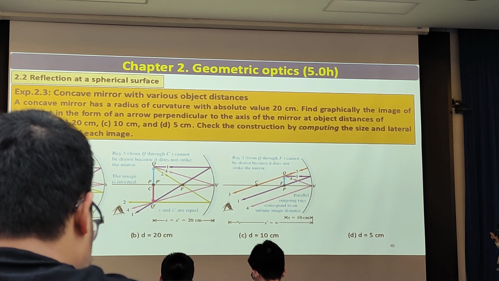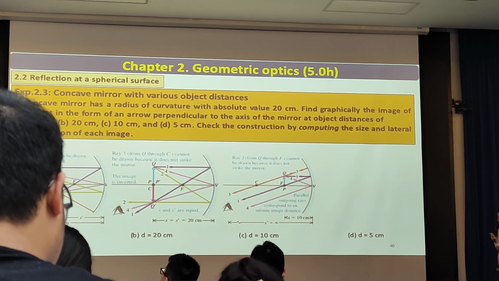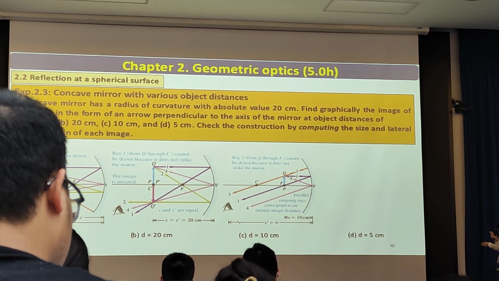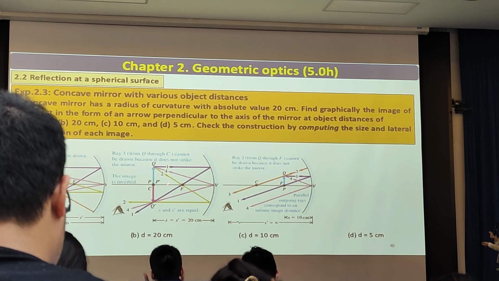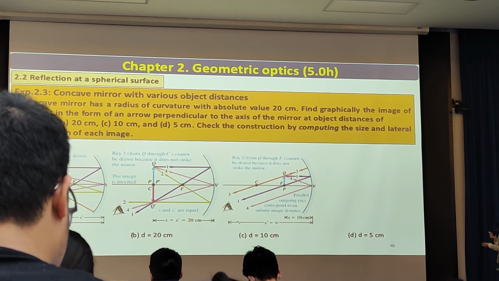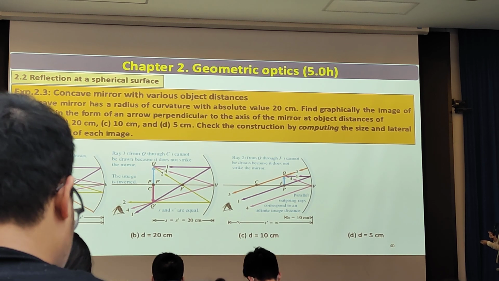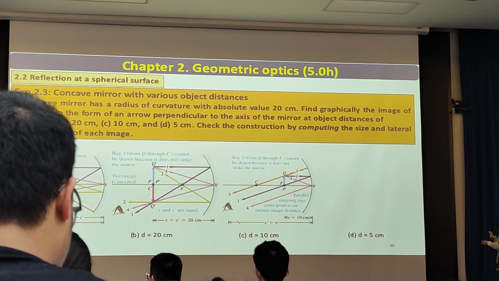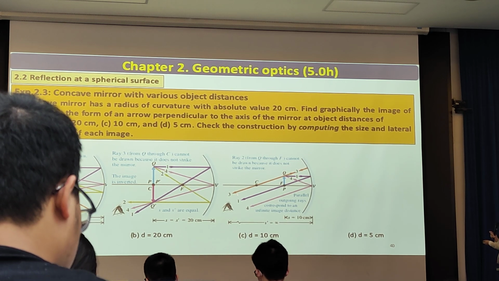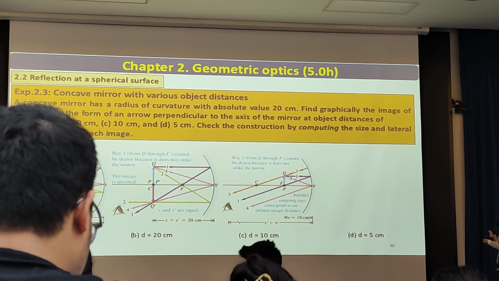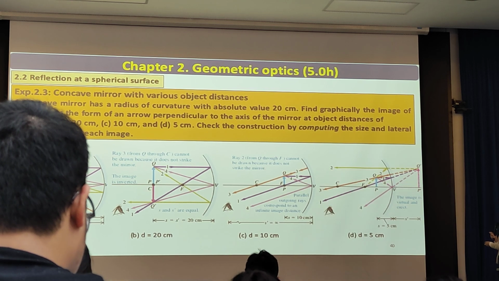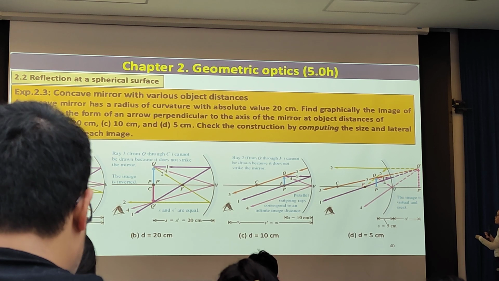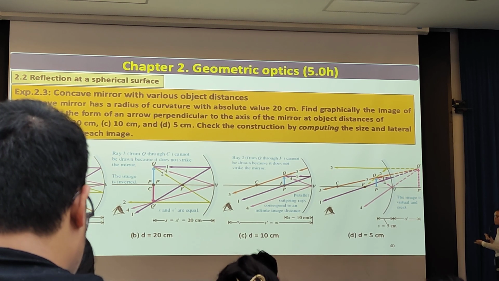Here we have some different cases, different situations. The distance here is larger than the radius of curvature in this first case. The second case, you have the object distance here, the object placed at the same point as the center of curvature. The third case is when the object is located at the focal point. And the last case, you have the object located here between the focal point and the vertex V.